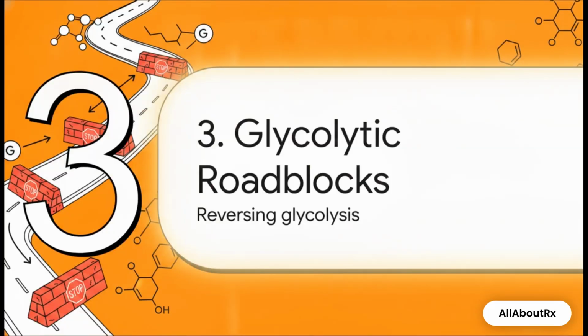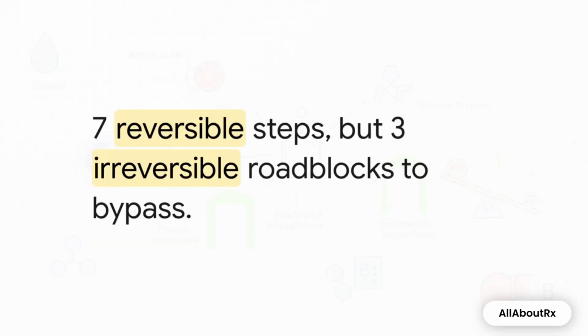Okay, Section 3, the 3 glycolytic roadblocks. To make this glucose, the liver essentially runs glycolysis in reverse. But trust me, there are some massive roadblocks in the way. Out of the reactions from pyruvate back up to glucose, 7 of those glycolytic enzymes are a reversible two-way street. The body can just push the reactions backward, no problem. But 3 steps are totally irreversible.